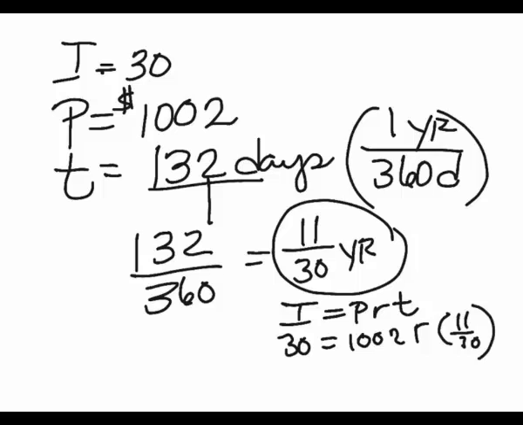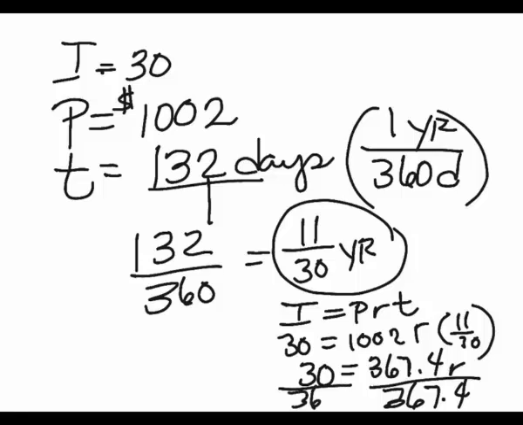I'm going to go ahead and multiply the 11 over 30 times the 1,002. And I get 367.4. So I have 30 equals 367.4R. Now we're trying to get R by itself. That's 367.4 times R. So I'm going to divide both sides by 367.4. So then I get R equals 30 divided by 367.4 is 0.08164 and some change. There's more after that.